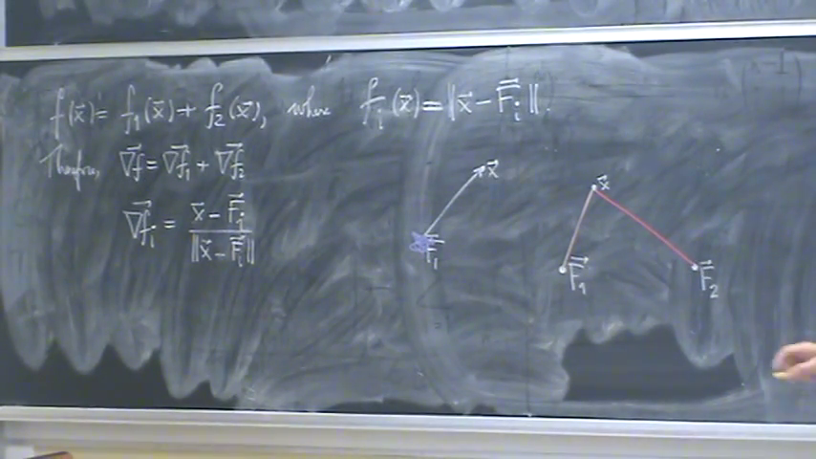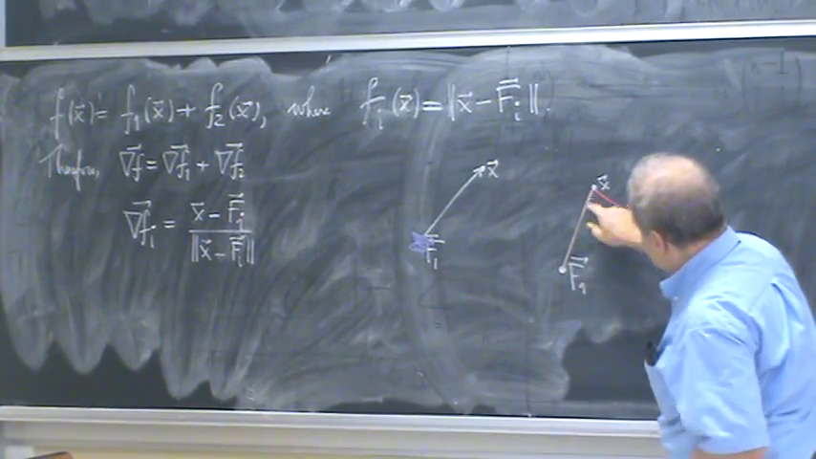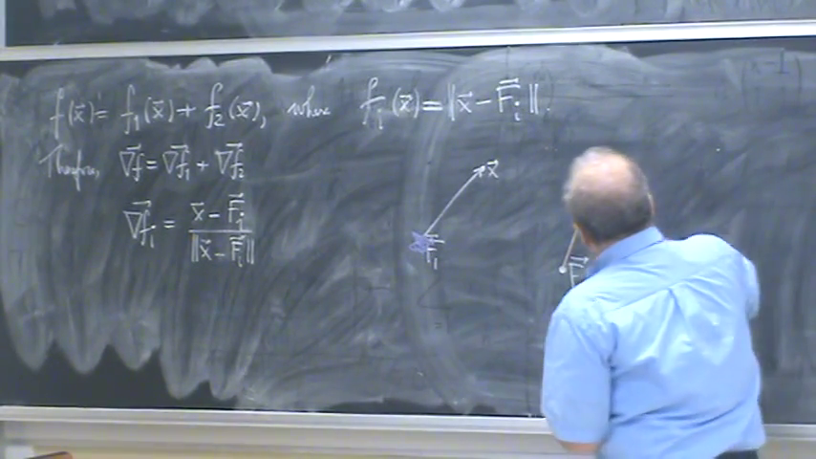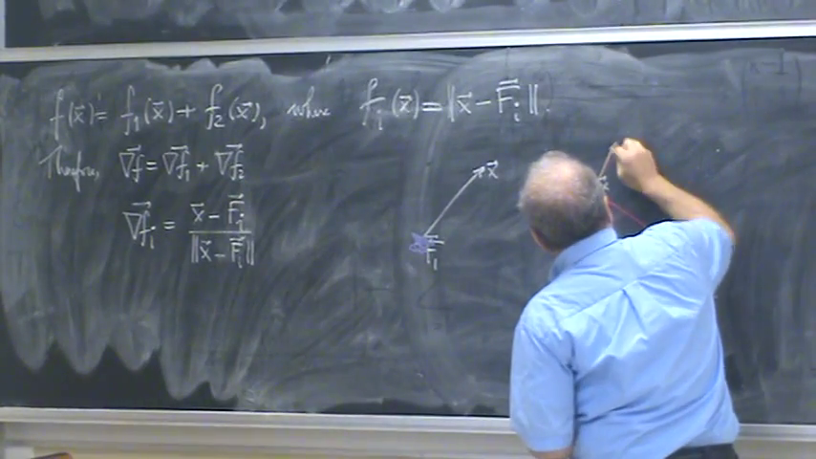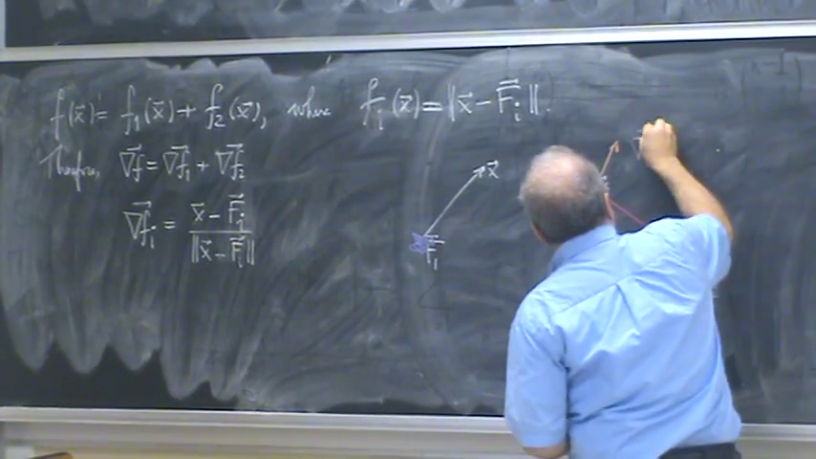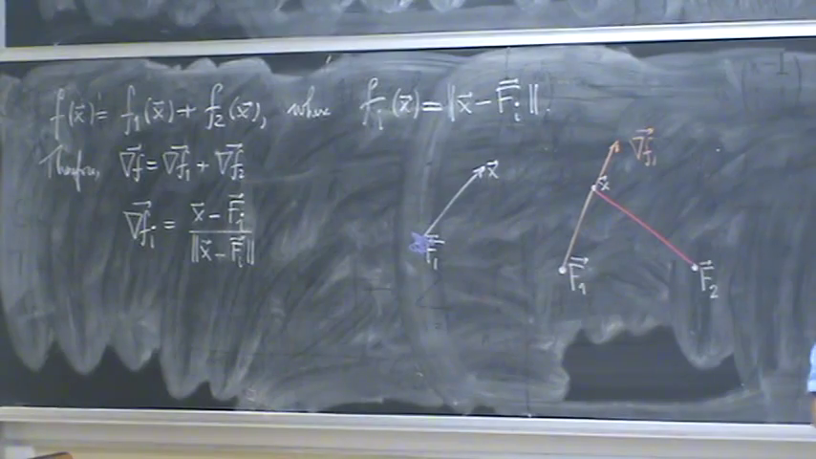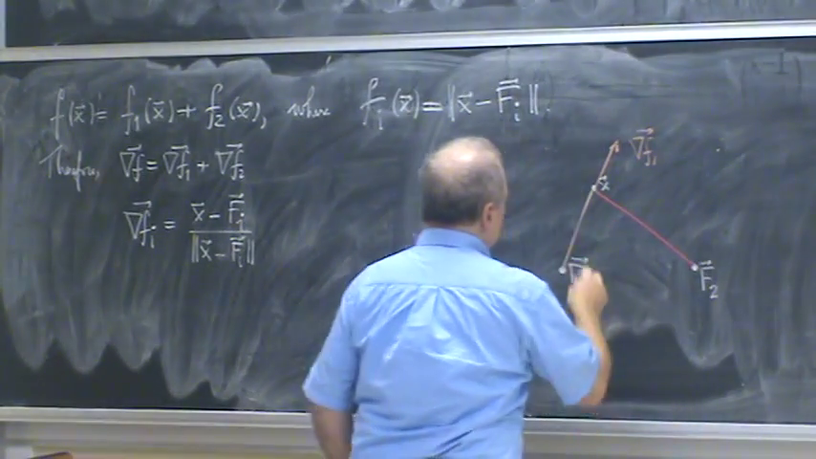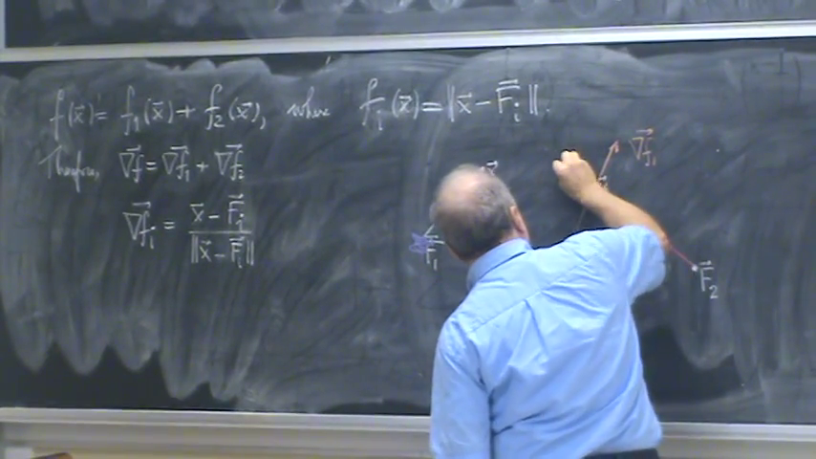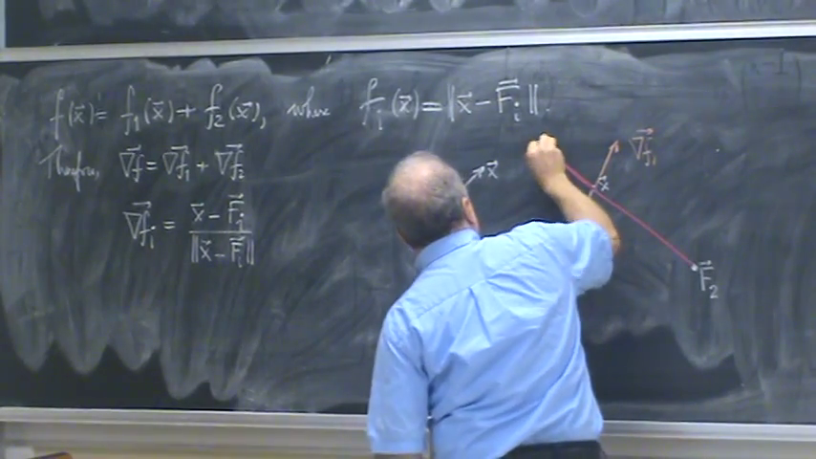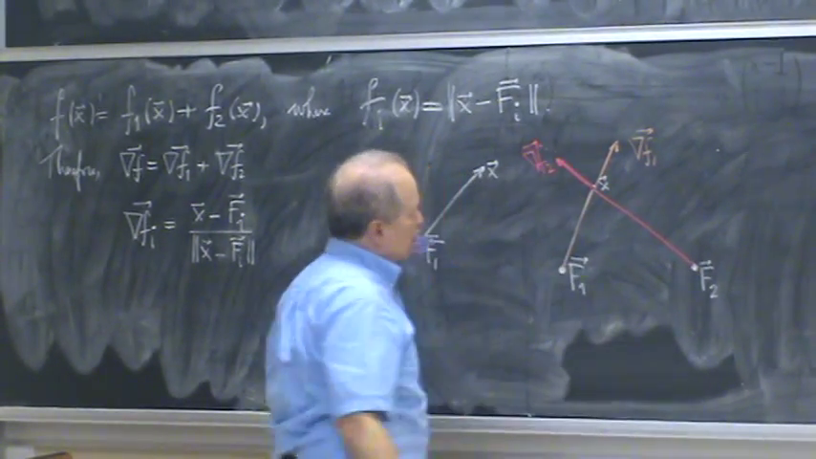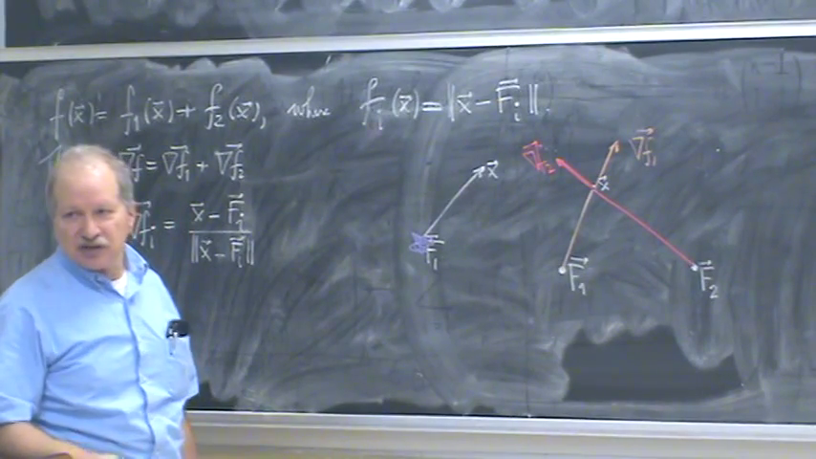It's a unit vector pointing in the same direction. So this is the gradient of little f1. And similarly, the gradient of f2 is a unit vector pointing radially outward from the direction from f2.